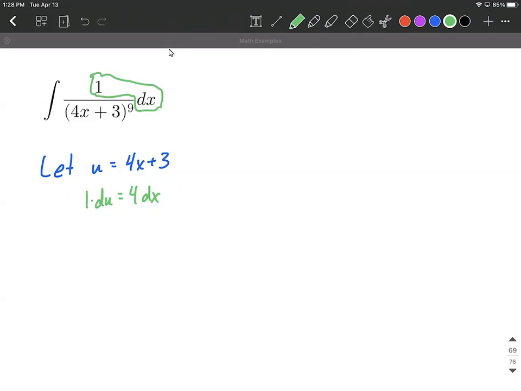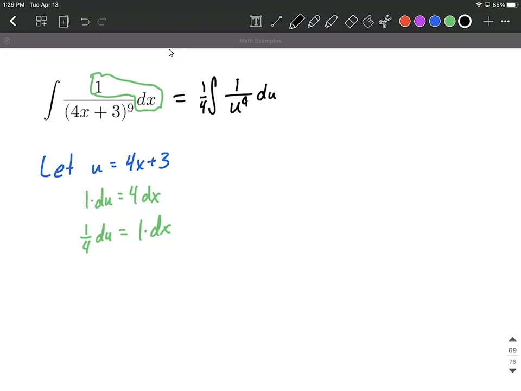Dividing both sides by 4 or multiplying both sides by 1/4 will accomplish that goal of getting 1 dx on one side all by itself. All right, so let's work on rewriting this. We're looking at the integral of, going to go ahead and put the 1/4 out in front, 1 over u to the 9th power du.